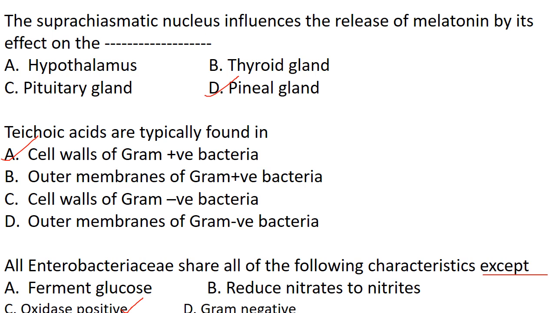Cell walls of gram-positive bacteria, outer membranes of gram-positive bacteria. So teichoic acid is found in the cell walls of gram-positive bacteria. Answer is option A.